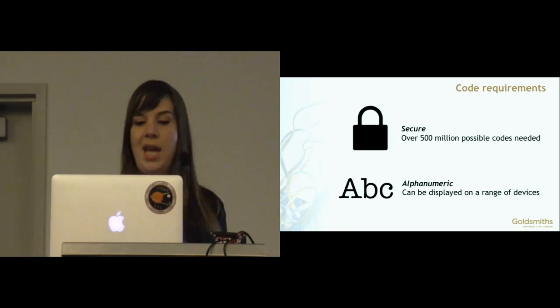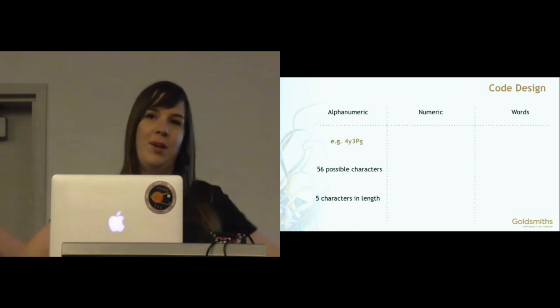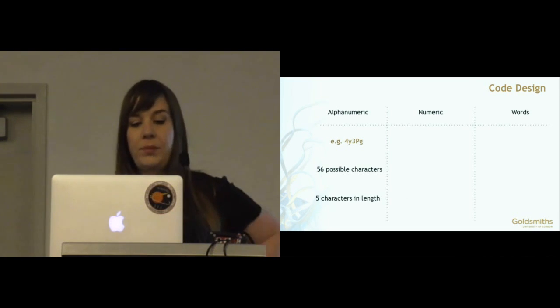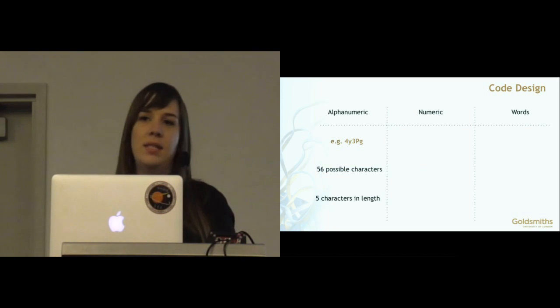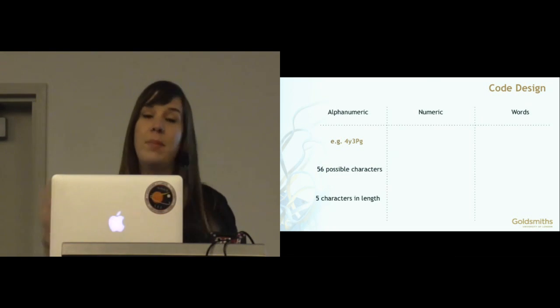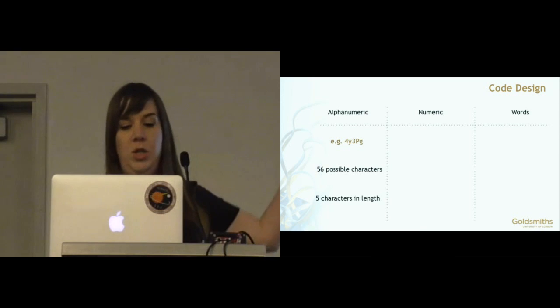So what codes did we test? Firstly, we looked at alphanumeric because that seems to be a very popular one. An alphanumeric code is one made up of lowercase, uppercase, and number characters. For example, 4Y3PG.